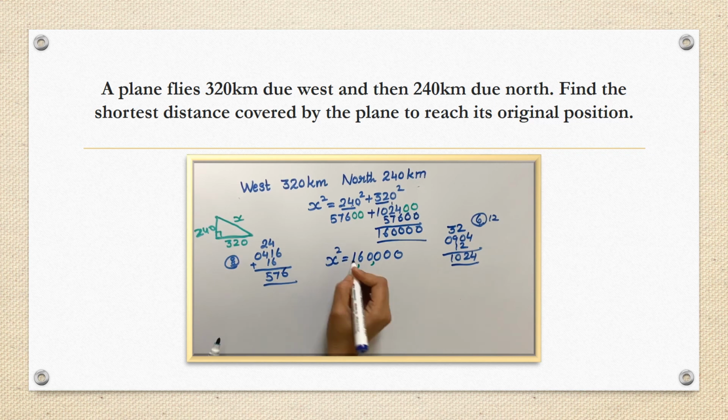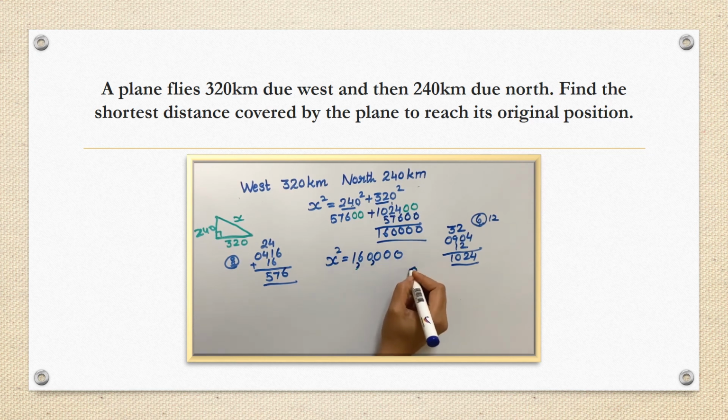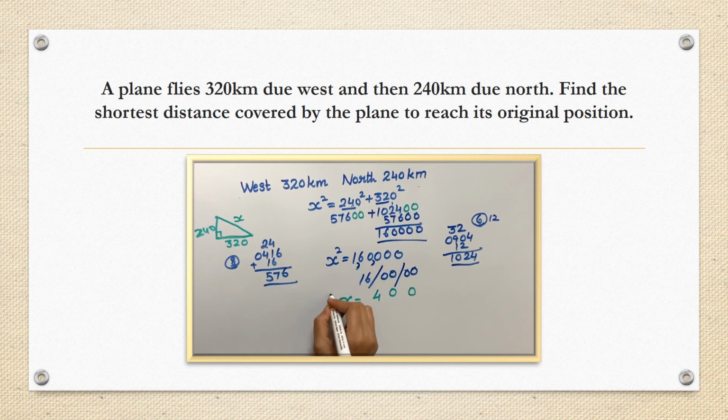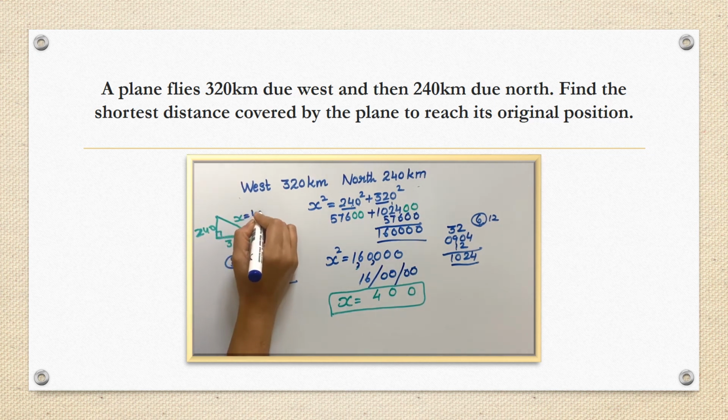Let's find x. To find the square root of this 1,60,000, from the right side split it into two digits. And here in the square it's 2 zeros, so in the square root it will be 1 zero. Here 10. The square root of 16 is 4. So 400. X is 400. From here to here the measurement is 400 kilometers.